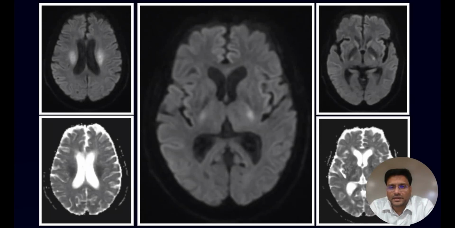Hello, welcome back. Let me discuss a very interesting case of a 70-year-old diabetic who presented with coma. These are the MRI diffusion weighted images. Any clues? What is the diagnosis?